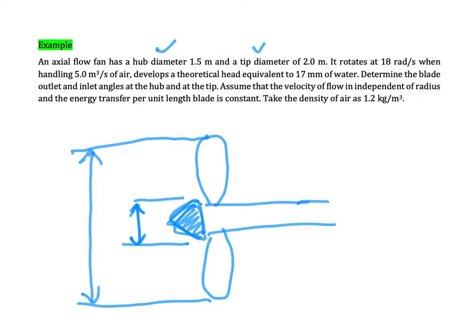Okay. And then the second one that you need to understand is, in this statement, we have the theoretical head equivalent to 17 millimeters of water. So here, please be careful because our fluid in this problem is air. We have a flow fan here, but the theoretical head is given in terms of water. So after this, you need to change the water head here into the head based on the air calculation.